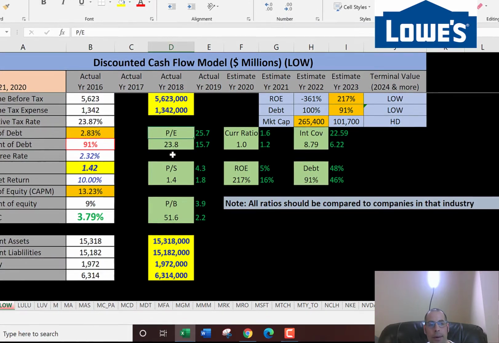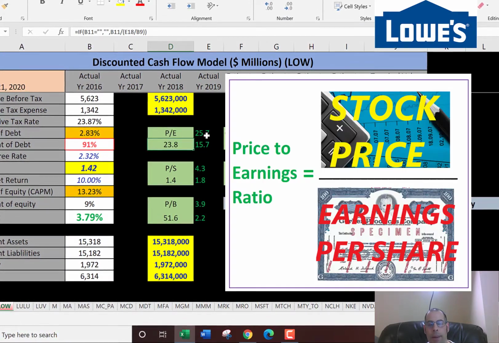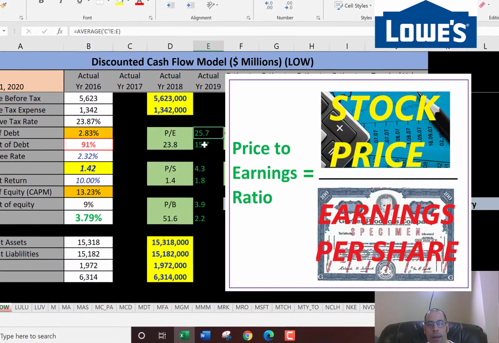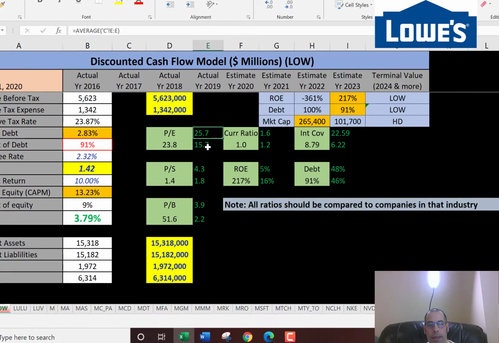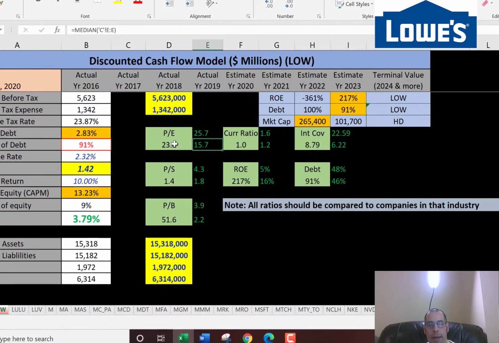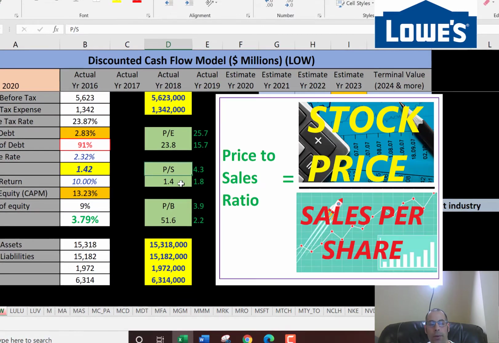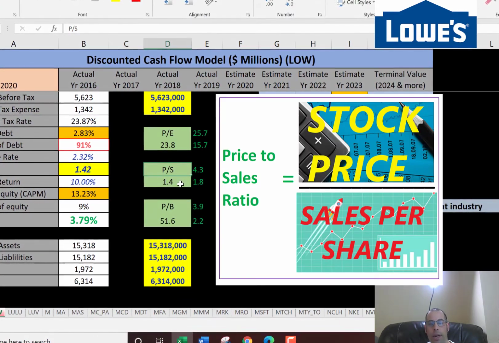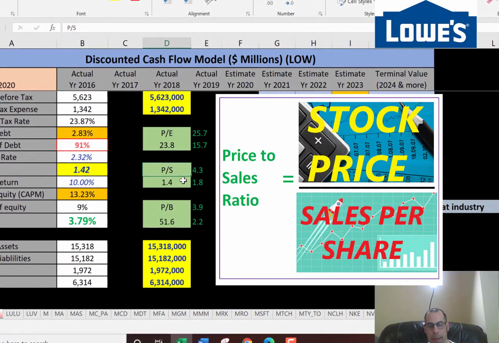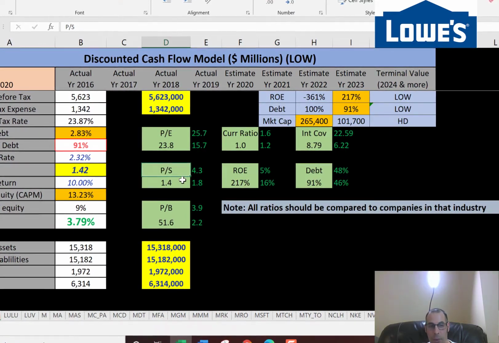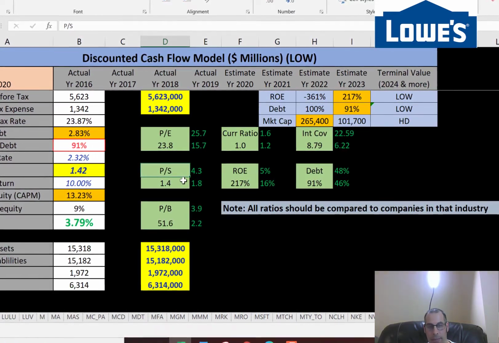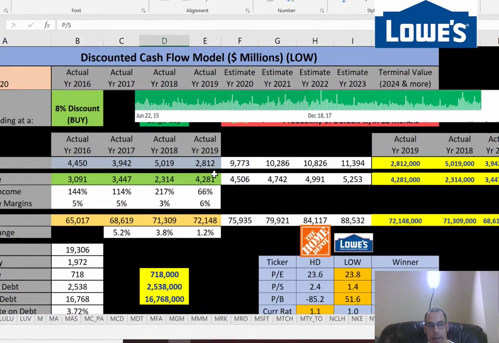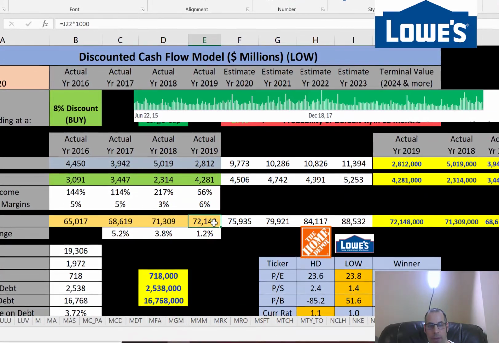So their price to earnings is 24. That's about the average of the entire market. And the median for the entire market is 16. And they have a price to sales of 1.4. That's price of stock over sales per share. That means an investor is willing to pay $1.40 for $1 of sales. And when I say sales, I just mean the revenue, the $72 billion.